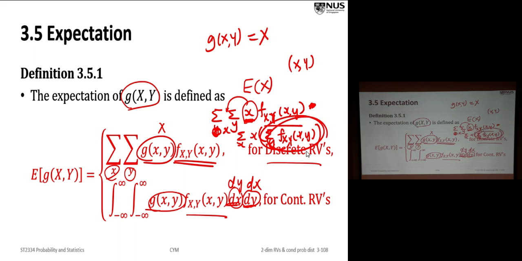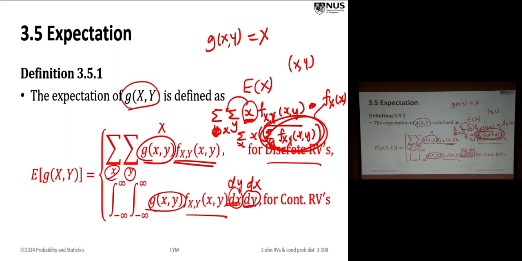But what is this? What is the sum of the joint distribution over y? That is the marginal of x. So this becomes f of x. So basically you are summing x times f of x. So that's what you get, the expectation of x.